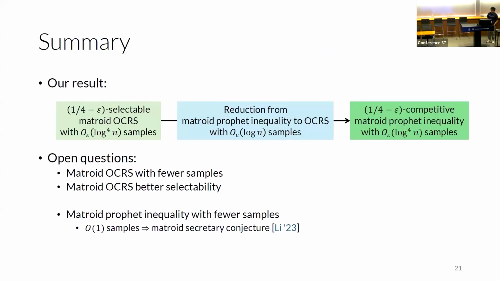Okay, quick summary: our results are a sample-based OCRS and a reduction based on quantile thresholds from matroid prophet inequality to matroid OCRS. And we get the sample-based matroid prophet inequality. And there are several open questions. First, since everything here is not tight, basically everything has the possibility to be improved. And the grand prize is definitely to derive a matroid prophet inequality with constant samples, and of course, constant selectability. That would resolve the matroid secretary conjecture. And that's it.